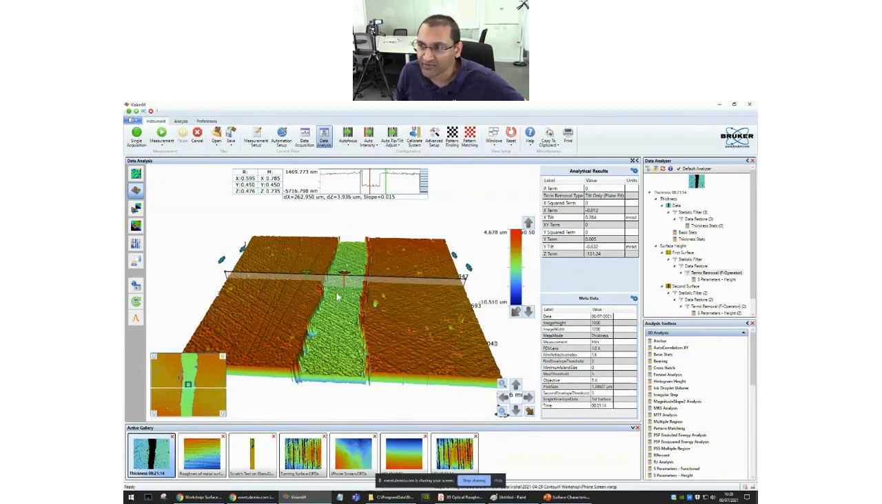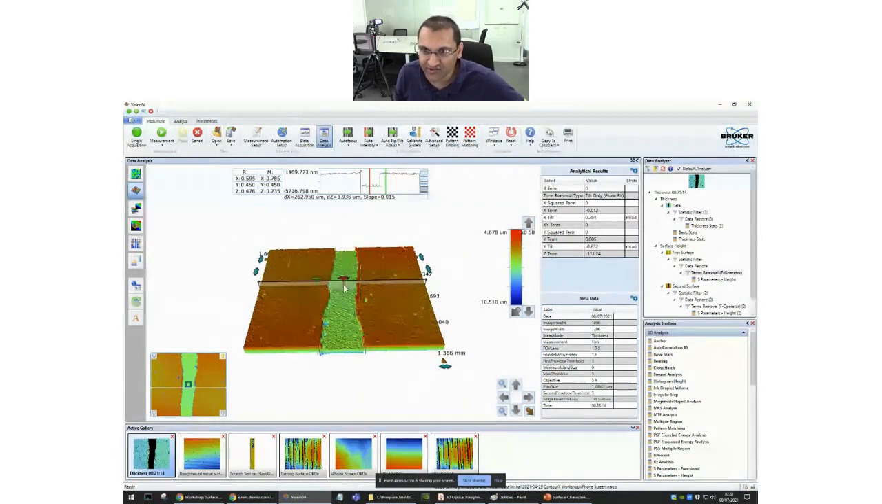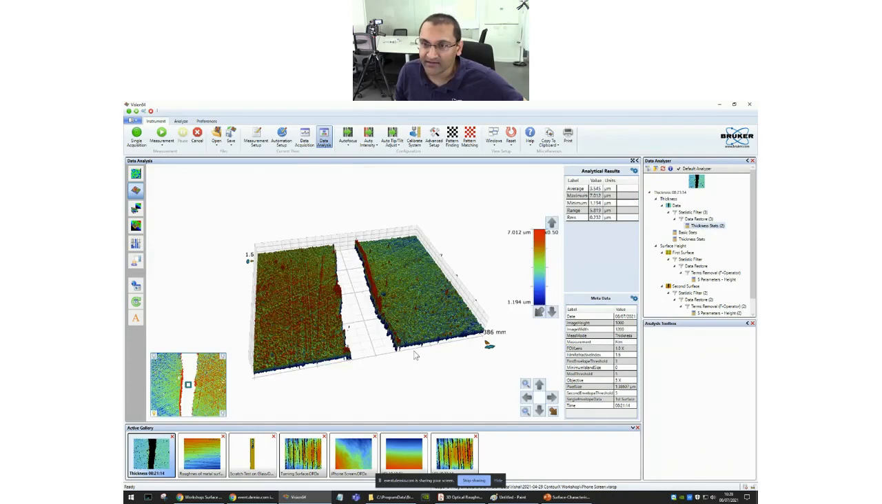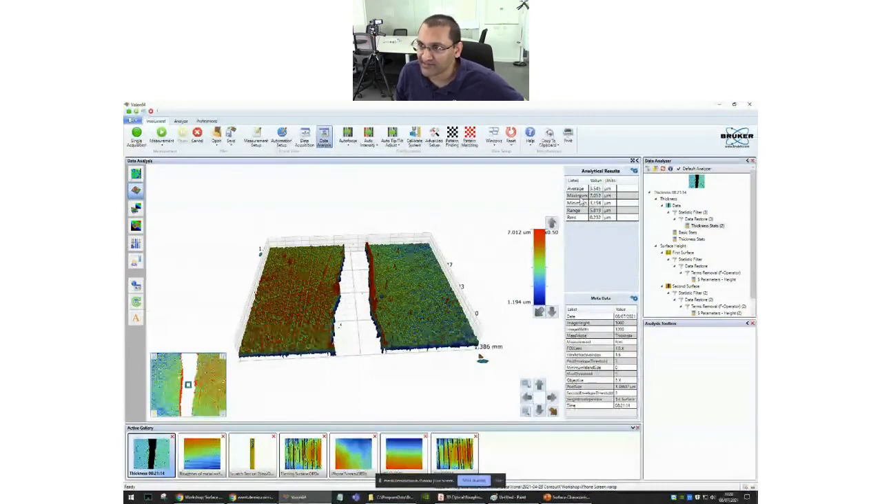So this is the actual surface here. I've deliberately scratched the coating here so you can see, but we can also do a thickness stat, and in this case it's giving you the average thickness, which is around 3.5 microns, and maximum, minimum, and range, and so on. So yes, you can also characterize thicknesses.